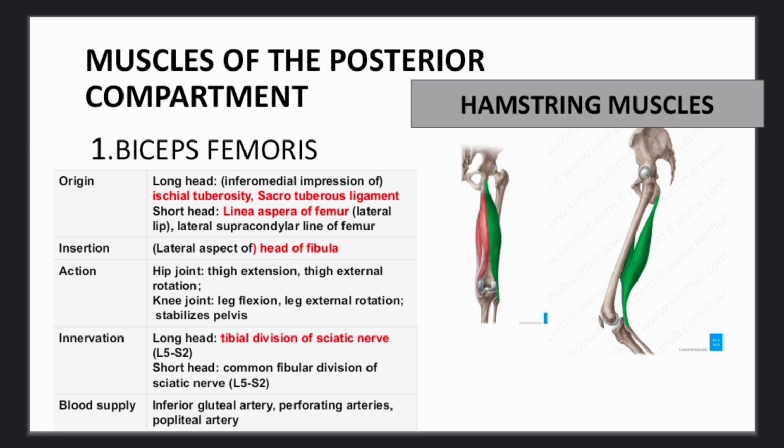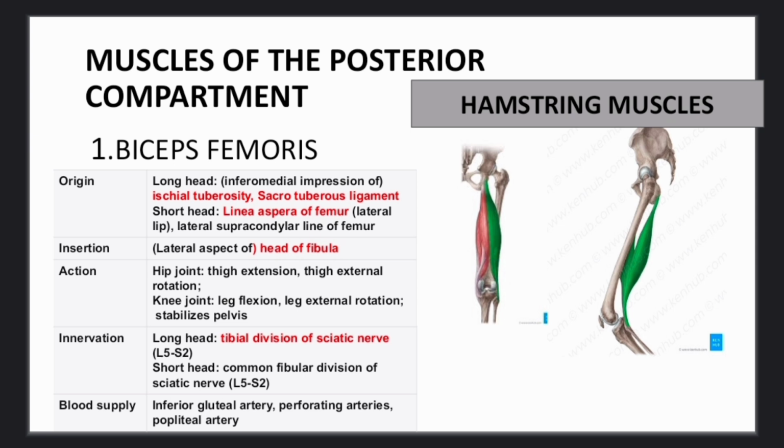Biceps femoris. Its origin: biceps femoris has two heads, long head and short head. The long head originates from the ischial tuberosity, and the short head originates from the linea aspera of the femur. Insertion: both heads insert into the head of the fibula. And action: at the hip joint, thigh extension and external rotation of the thigh; at the knee joint, flexion of the leg and external rotation of the leg when the knee is flexed. It also helps to stabilize the pelvis during movement.